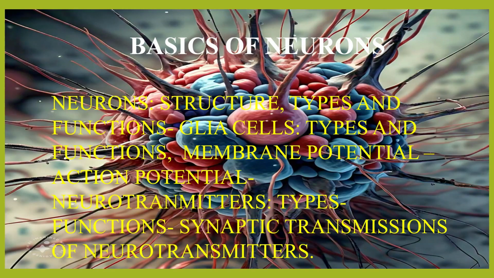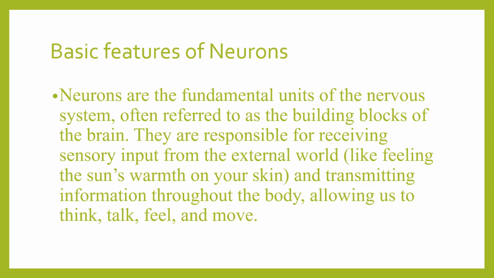Hello everyone. Today we're going to discuss the basics of neurons. It consists of neurons and structure, types, functions of glial cells and its types, functions, and membrane potential, action potential, neurotransmitter and its types, functions, synaptic transmission and neurotransmitter. Let's see the basic features of neurons.